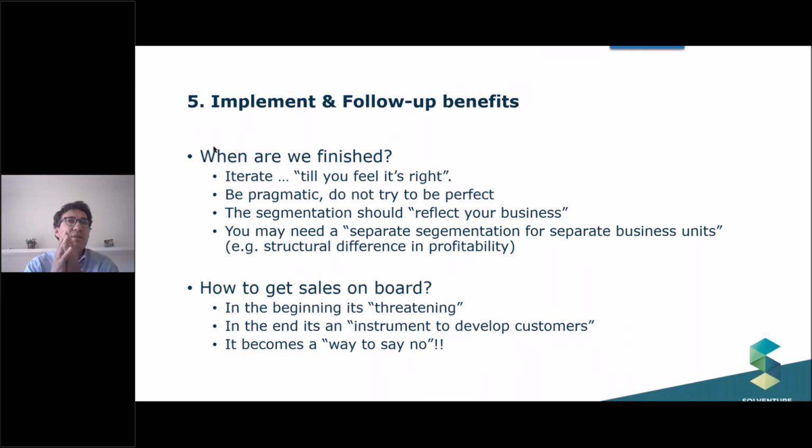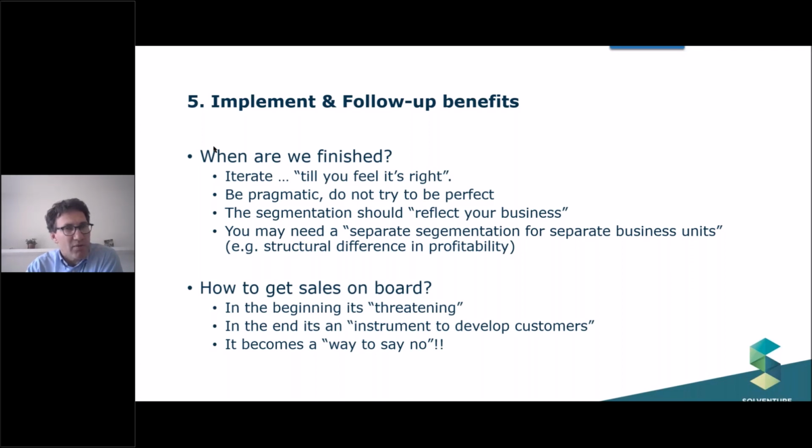Then we often get the question, when are we finished? The answer is, till you feel it's right. And the main guidance here is be pragmatic. Do not try to be perfect. Start, reflect on your business, and from there, you might already be able to realize a nice effect both on your top line as well as an impact on your bottom line. And it does not need to take months to start.